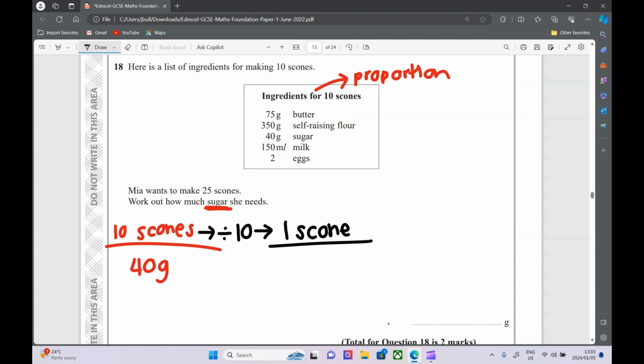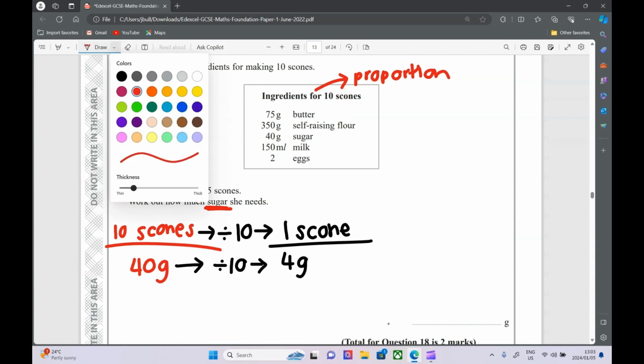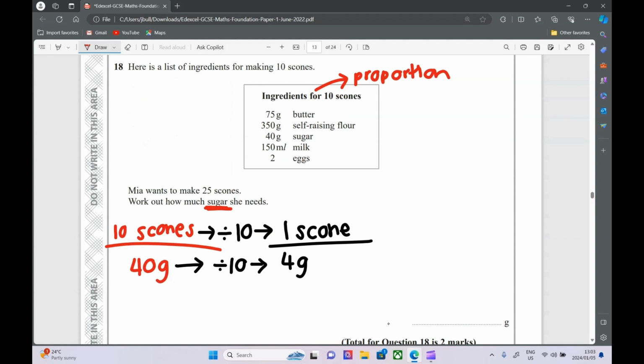I have to do the same then to the sugar. So my sugar, I had 40 grams. I'm going to divide it by 10, and that gives me 4 grams of sugar. So that is what I need for one scone. I then, for my answer, want 25 scones. So really straightforward. I'm not working out all the butter and everything else. Just going to work this one out.